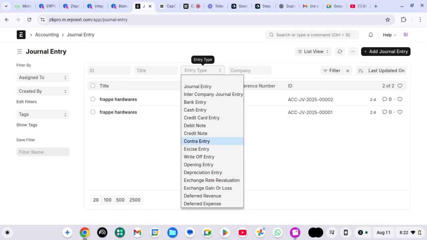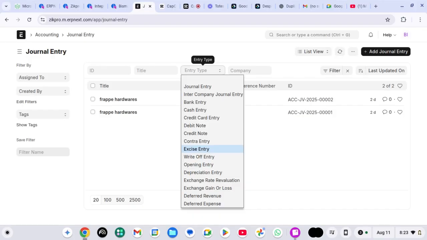Contra entry. A contra entry is prepared when the transaction is between the same company's cash and bank accounts. Example: cash to cash, bank to cash, cash to bank, or bank to cash. It can also be done between bank to bank. This entry is made to record internal fund transfers such as paying cash into a bank account or drawing cash from the bank.